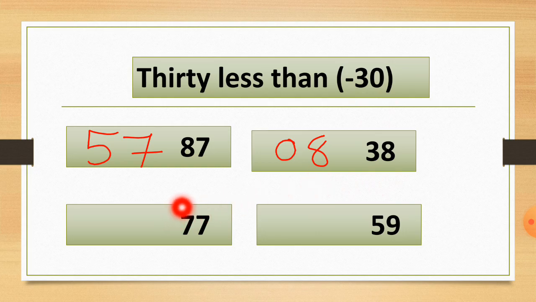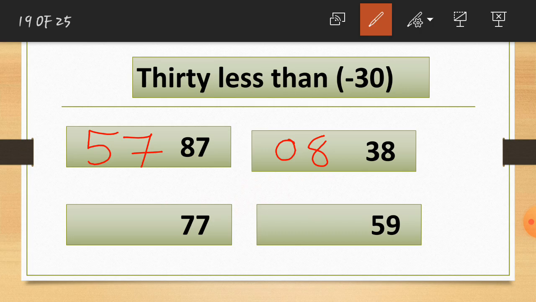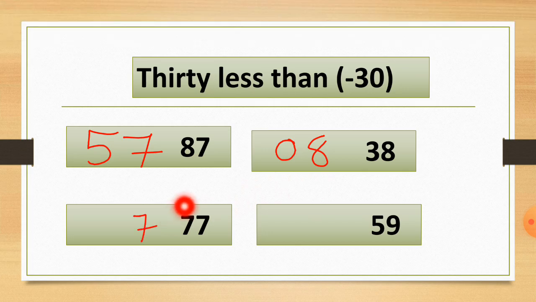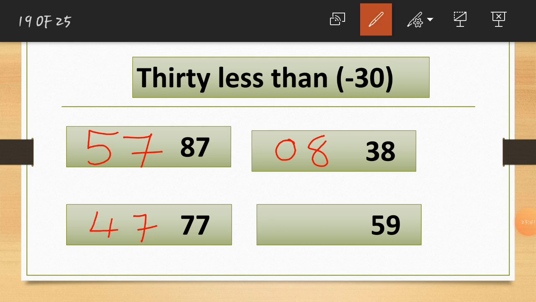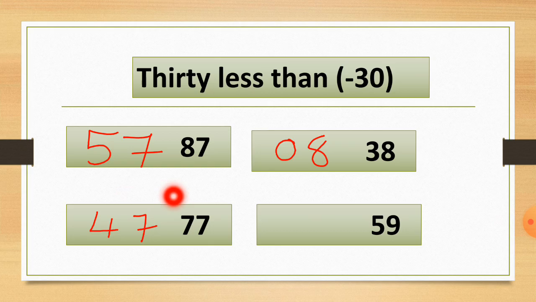Let's solve this sum also. Here we write the ones value first, which is 7, I write here. And you can see here the tens value is 7. So we cut this 3 from this 7. If you cut 7 minus 3, which answer will you get? So 7 minus 3 is equal to 4. So I write this answer here, which is 47. If you cut 30 from the 77, you will get the answer 47.